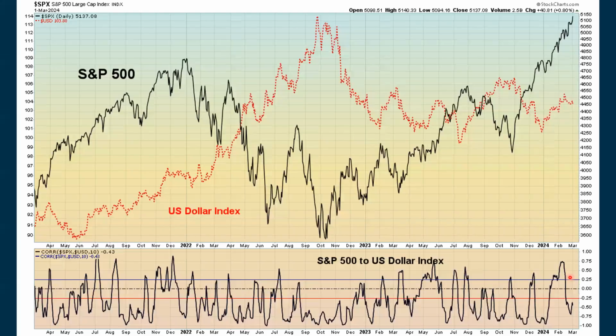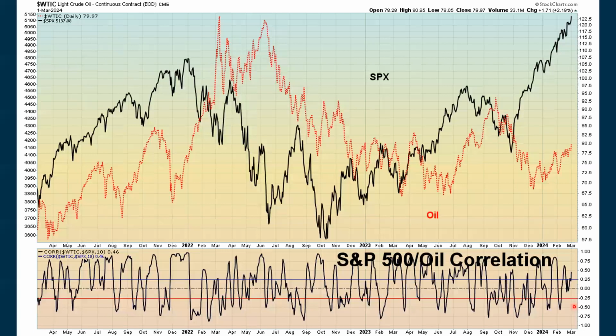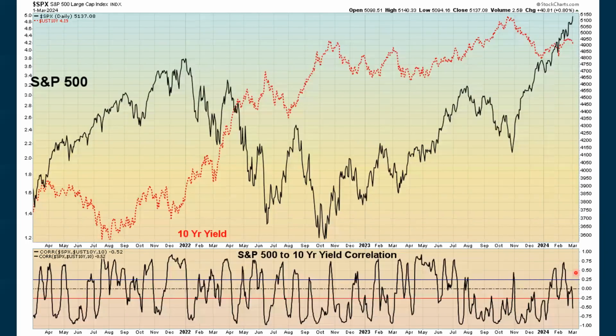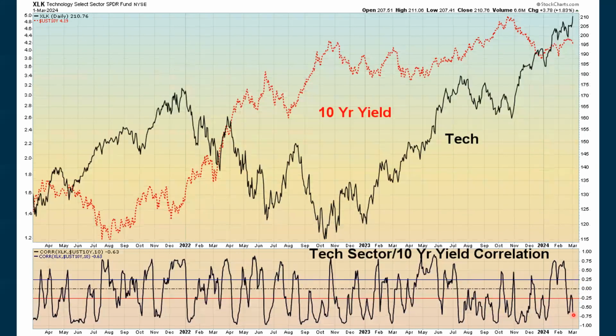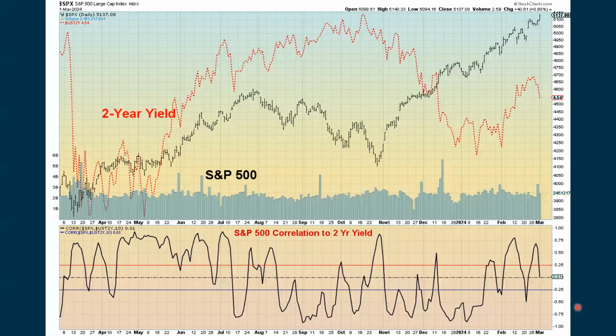Looking at some correlations. First, we look at the S&P 500 to the dollar. They're having a slight tendency to go in opposite directions of each other. Here's the S&P 500 to oil, where they're having a slight tendency to go in the same direction. The S&P 500 to the 10-year yield, they're having a tendency to go in opposite directions. Tech sector to the 10-year yield, also opposite directions. And then the S&P 500 to the 2-year yield, that's neutral right now.